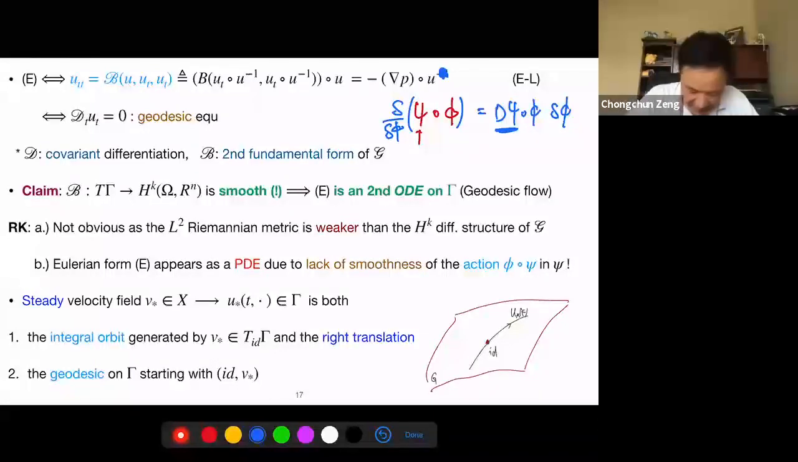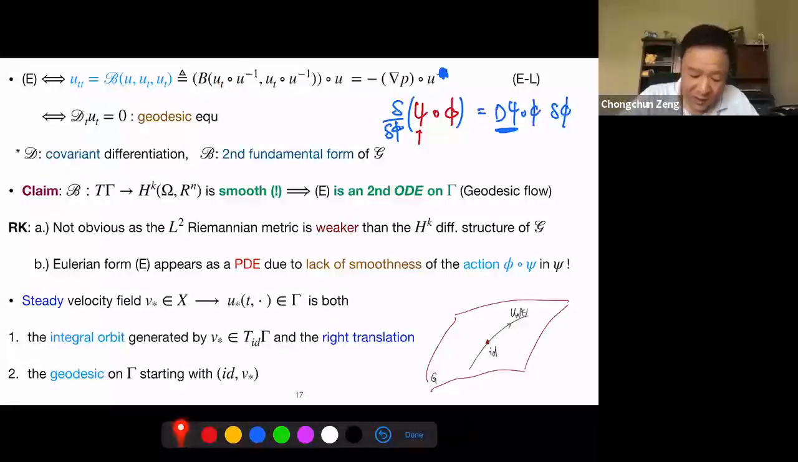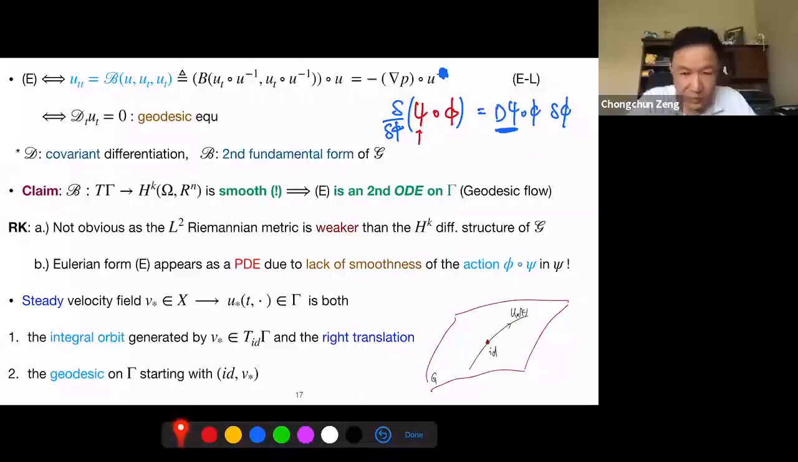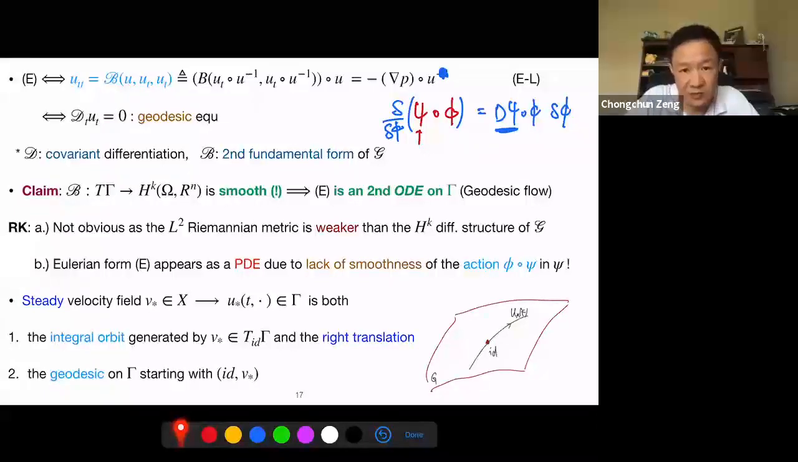Okay, and here we have compositions everywhere. It is not immediately clear how smooth this B is, particularly with respect to u. With respect to the velocity, u_t is fine. It's a bounded bilinear transformation, but with respect to u, this is a key claim here. This second fundamental form, calligraphic B, is indeed smooth in u on the H^k space. It really does not lose a derivative.